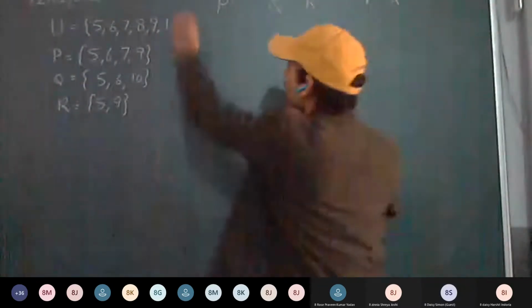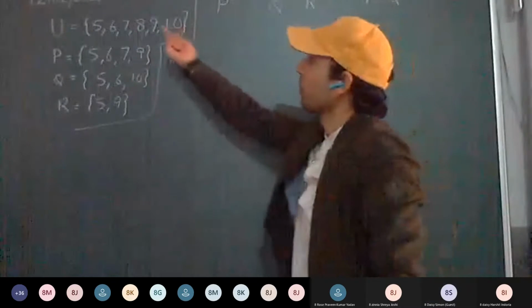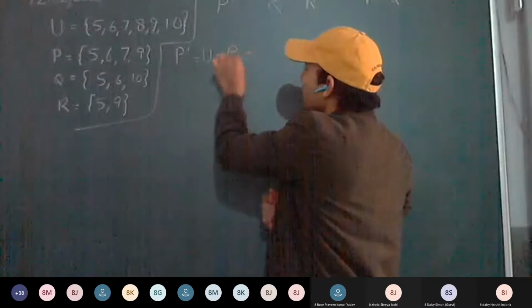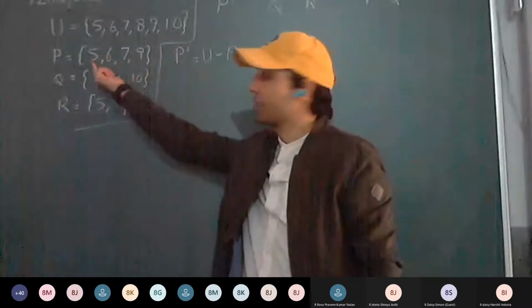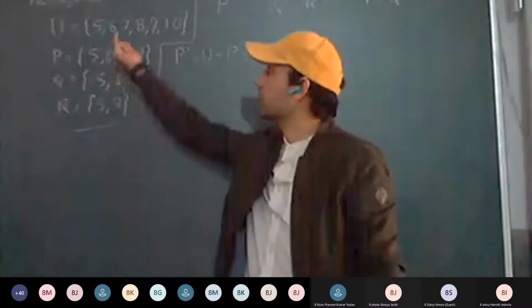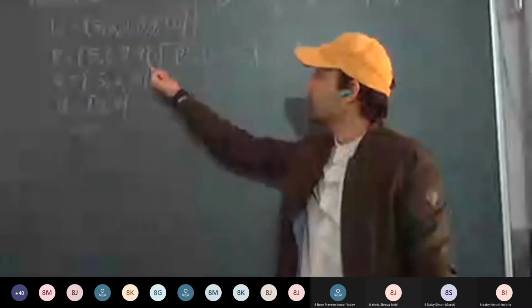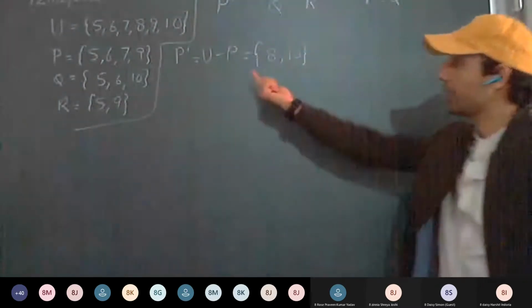So first you have to find P dash. P dash is U minus P, the universal set minus P. So in the universal set we remove the elements of P, and that will be our P dash. 5 is present in P, so we won't take 5. 6 we won't take, 7 we won't take. 8 is not in P, 9 is present in P, 10 is not present in P. So 8 and 10. This is our P dash.